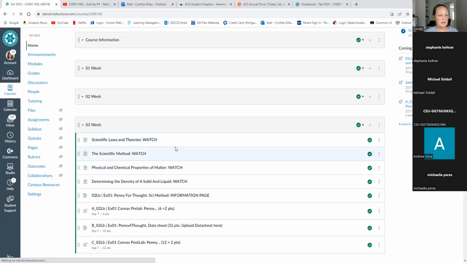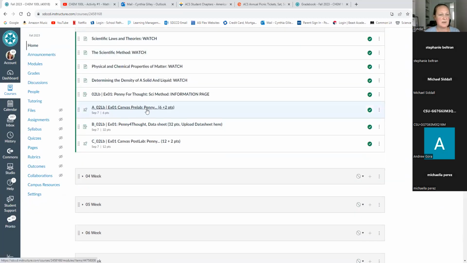There are 3 parts to the experiment. There's the pre-lab, the actual experiment data sheet, and then the post-lab, right? So you'll want to complete all of those ideally in this order. Some of them may have multiple attempts and some of them may not. If you're just uploading something, I don't give multiple attempts for that because you don't need it, right? But if it's a pre-lab, then I might give multiple attempts.